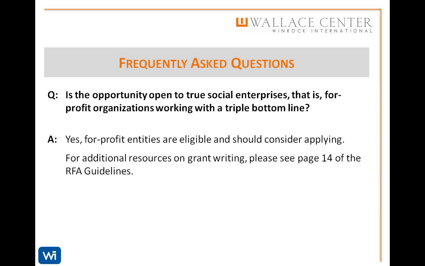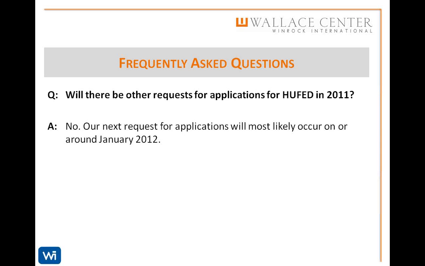So just to get things started, because again we want to make sure that we get to your questions and we spend most of the time on your questions, just to get that thinking going, we're going to start with some of our frequently asked questions, just a couple examples, and then we're going to open it up to the audience to ask your specific questions. This question comes in a lot. Is the opportunity open to true social enterprise, that is for-profit organizations working with the triple bottom line? So the answer to that is yes, for-profit entities are eligible and should consider applying. And look at the additional resources on grant writing, see page 14 of the RFA guidelines.